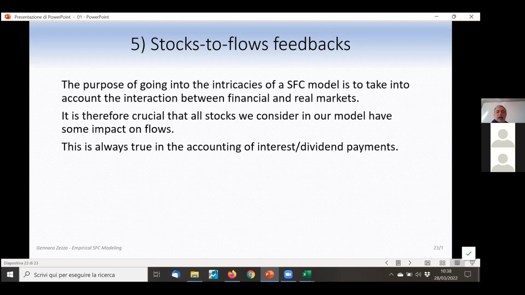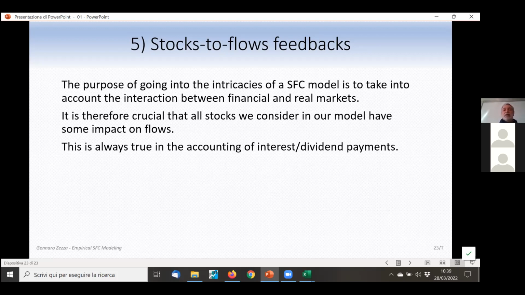Finally, last of my first set of slides, is the stocks to flows feedbacks. Now, when we build our model, we will want to have these stocks, but we also need these stocks to have an impact somewhere in the model. Otherwise, it's just an exercise.